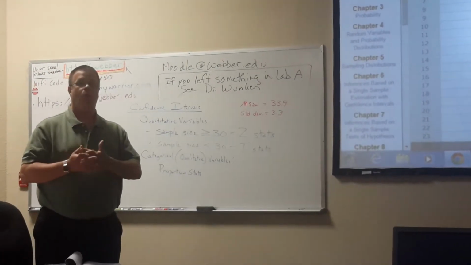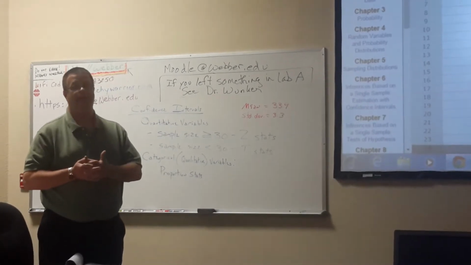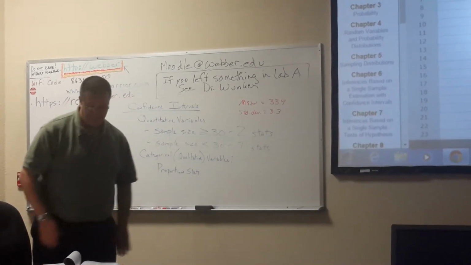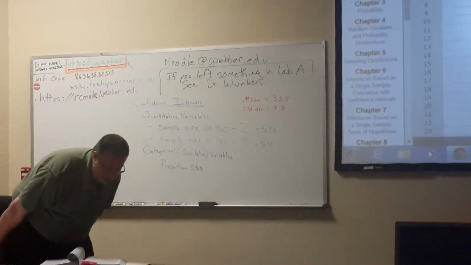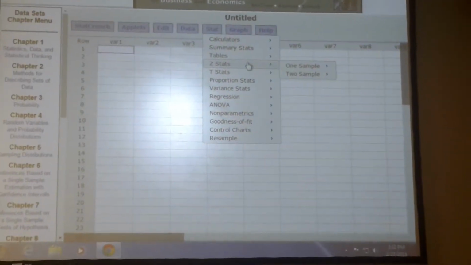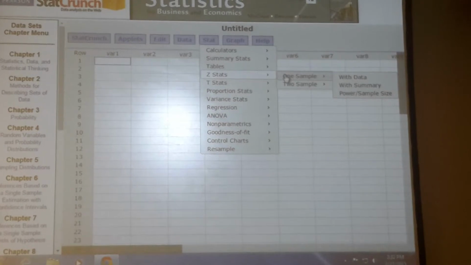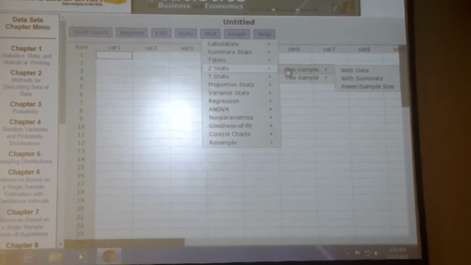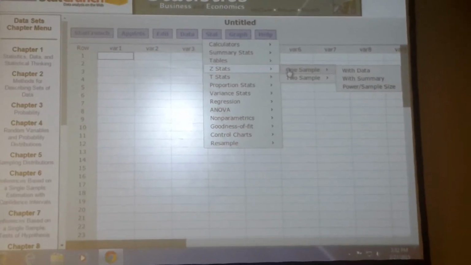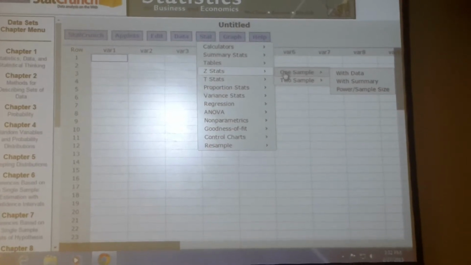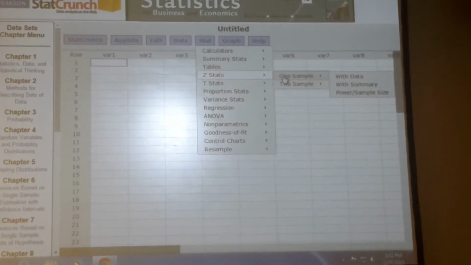Well, we have quantitative data. They're talking about a mean and a standard deviation here. So this is quantitative data. And our sample size is greater than 30, so we're going to use our z-stats. This is one sample. Later on in the book, several weeks from now, we'll get into two-sample testing, but for now, everything we're doing is a single sample.